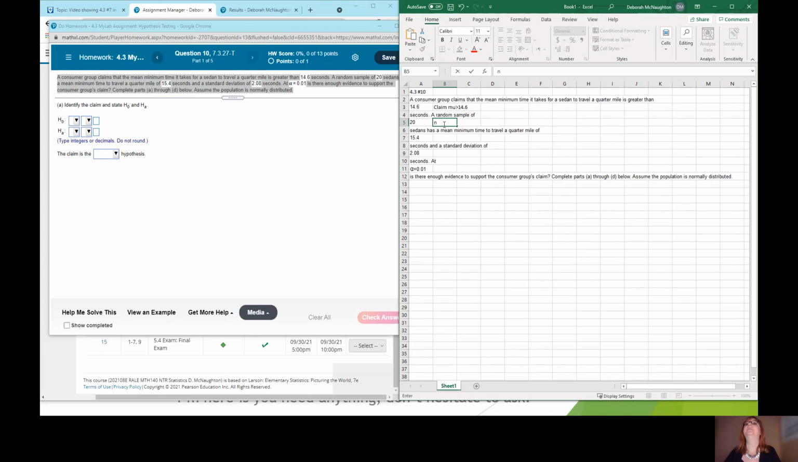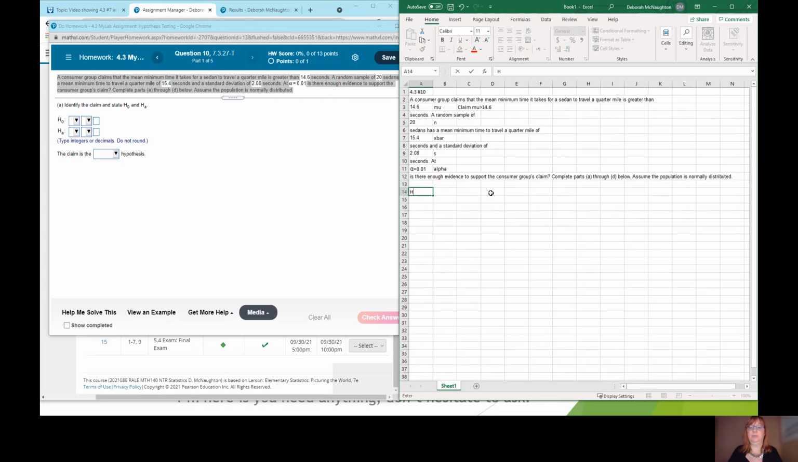So that's my n. This is my mu. This is my n. So 20 sedans has a mean travel time of 15.4. That's my x bar, and a standard deviation of 2.08. That's my s. And this is my alpha level. Okay, so they gave us everything. And then they want to know, is there evidence to support the claim?